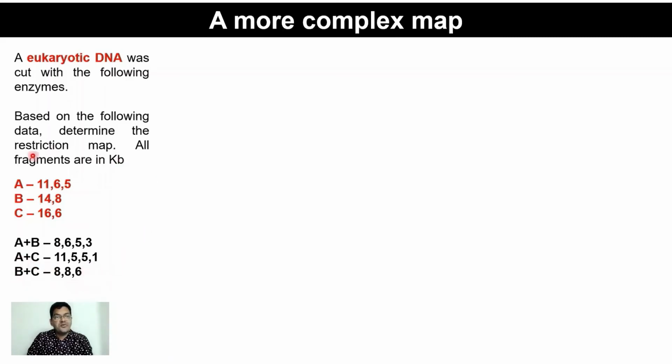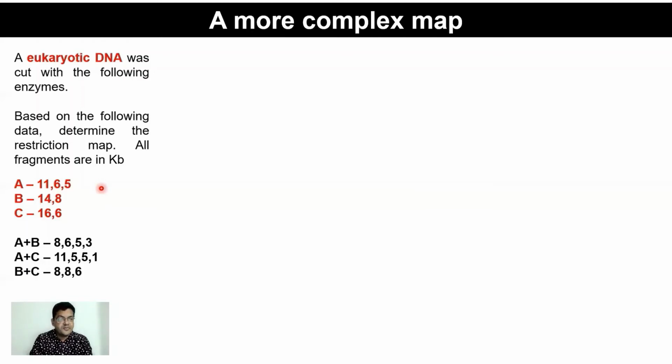So here in this question, if you see, B and C are the same. And now we have added one new restriction enzyme, that is A. A on complete digestion of the DNA gives you 3 fragments, 11, 6, and 5, which means n plus 1 equals 3, which means the number of sites that are present for A in this DNA are 2, right?